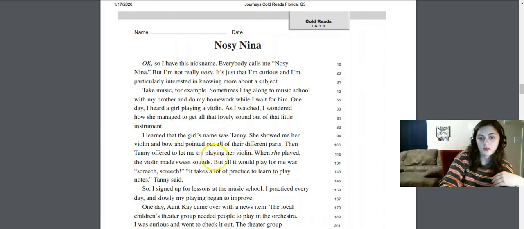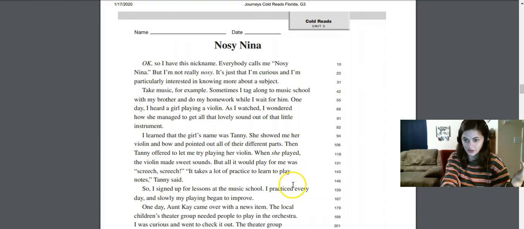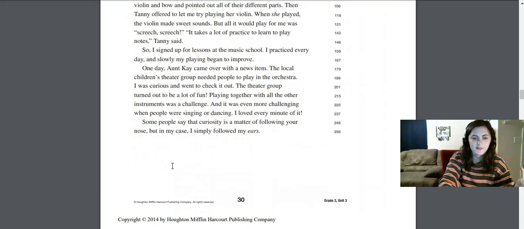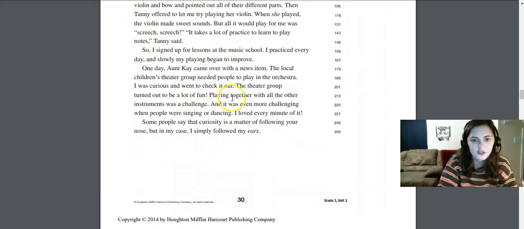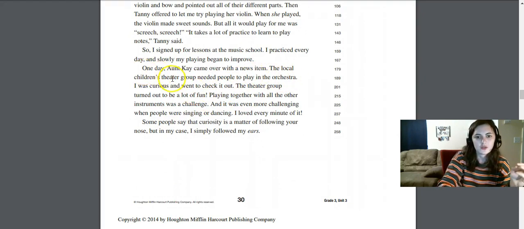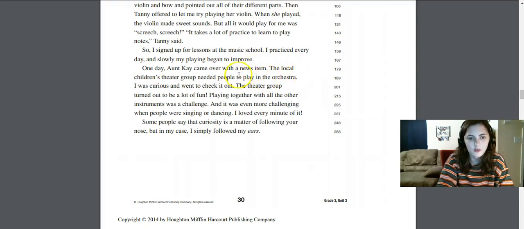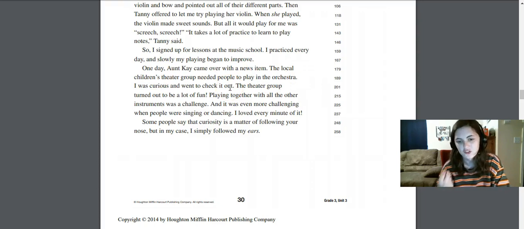Now this girl was not good at it when she first started, but as she kept on going and going, she actually ended up being very good at it, and she went to an orchestra. That's right. They needed an extra person in the orchestra, and she decided to try out, and she ended up doing a very good job.